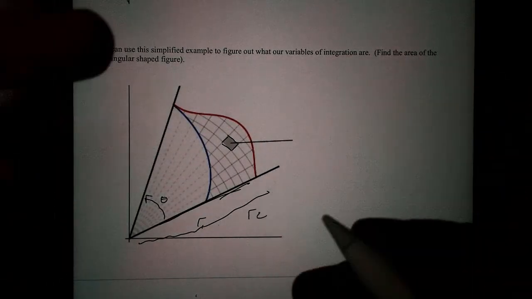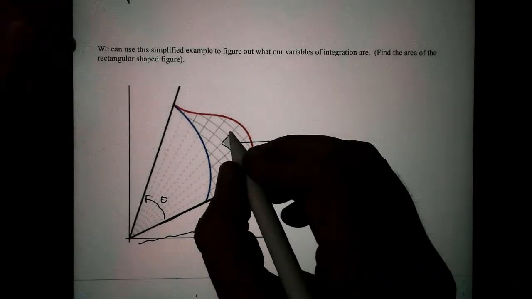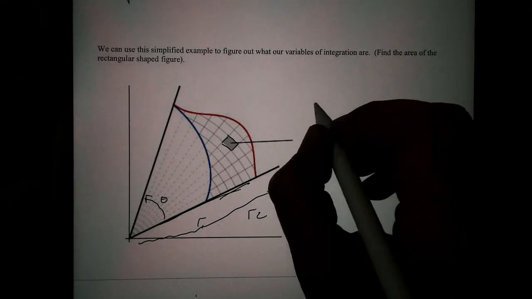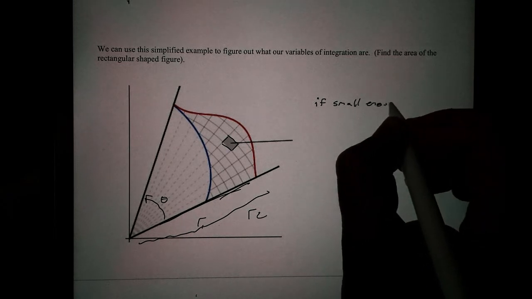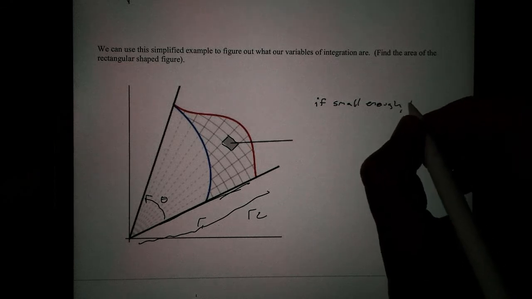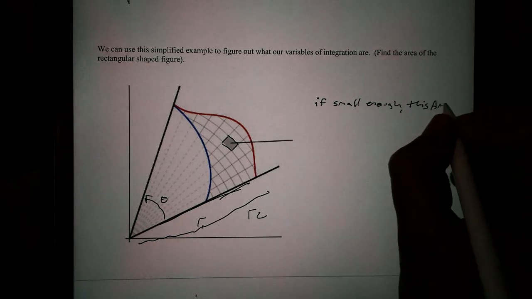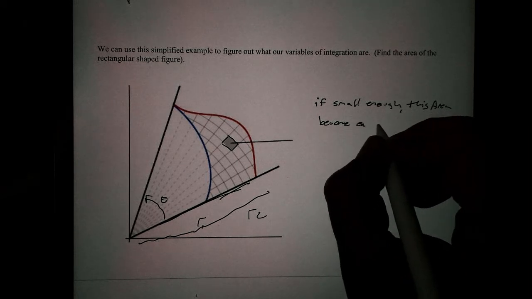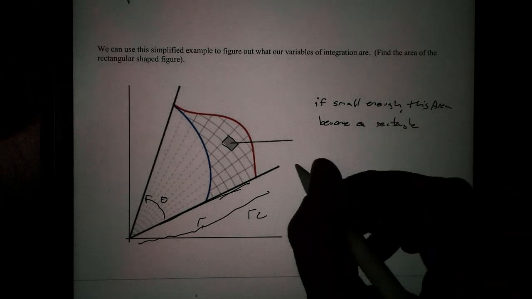Remember, in calculus, we study tangent lines of functions, where in an instantaneous moment, anything curvy is actually a straight line. That's kind of what we're saying here. If this region is small enough, it becomes a rectangle, this little area that we're looking at. So let's take a look at that little rectangle.